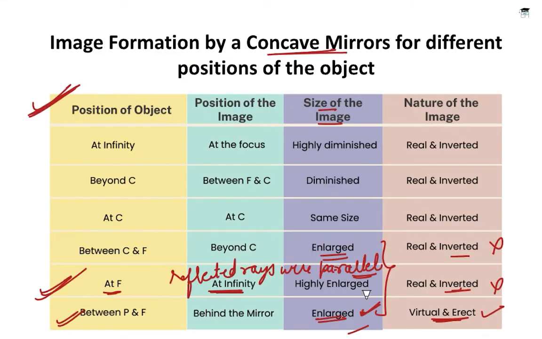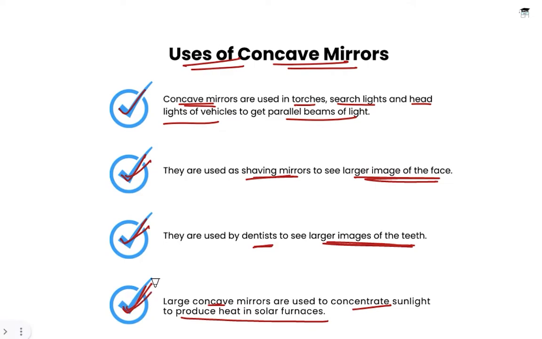How is that going to happen? So look at the first case here. When the object is placed at infinity, now the sun is very, very far away. So we can consider that the sun is at infinity. Then using concave mirrors, we can focus the image at a point which is the focus. Okay, we can focus all the heat of the sun at a point, that is the focus. So this is the case which helps us to produce heat in solar furnaces.